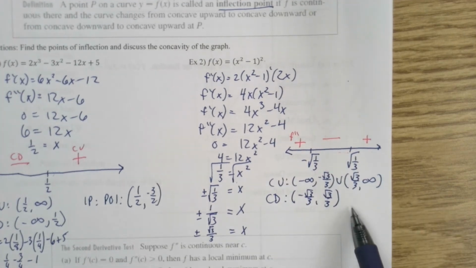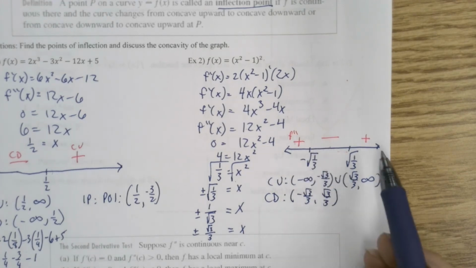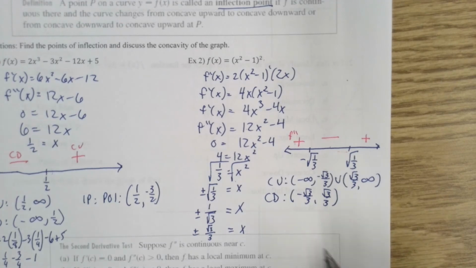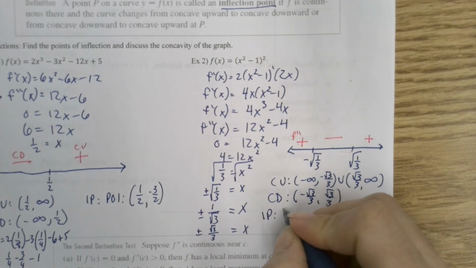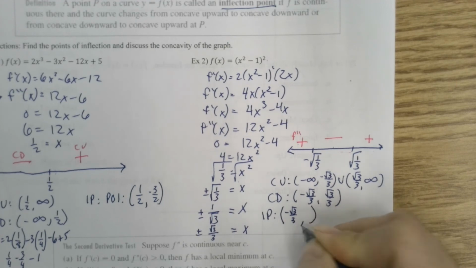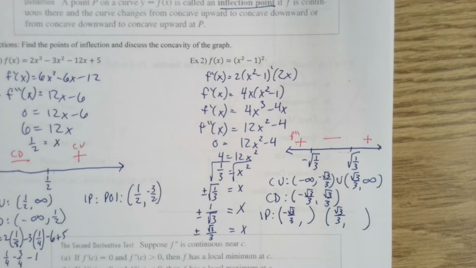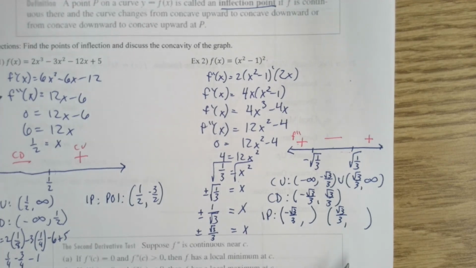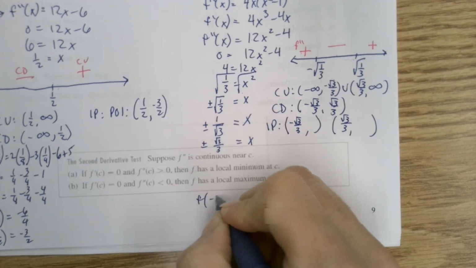Do we have any inflection points? Yes, we do. We have a concavity change at negative square root of 1/3 and positive square root of 1/3. So for my inflection points, we're going to list them. I'm going to go ahead and list them with the most reduced version. So one of them is at negative square root of 3 over 3. And the other one is at positive square root of 3 over 3. So I just need to find a little bit of space on here to plug those in. So I'm going to come down here. So f of negative square root of 3 over 3.